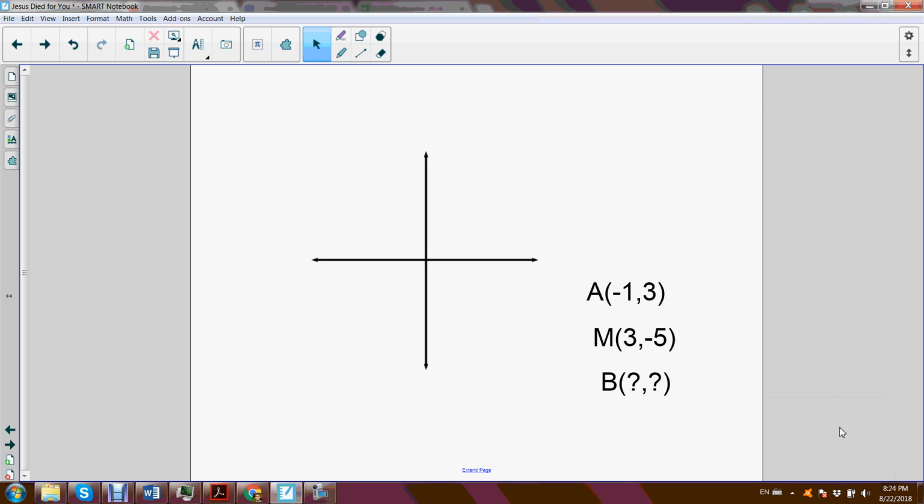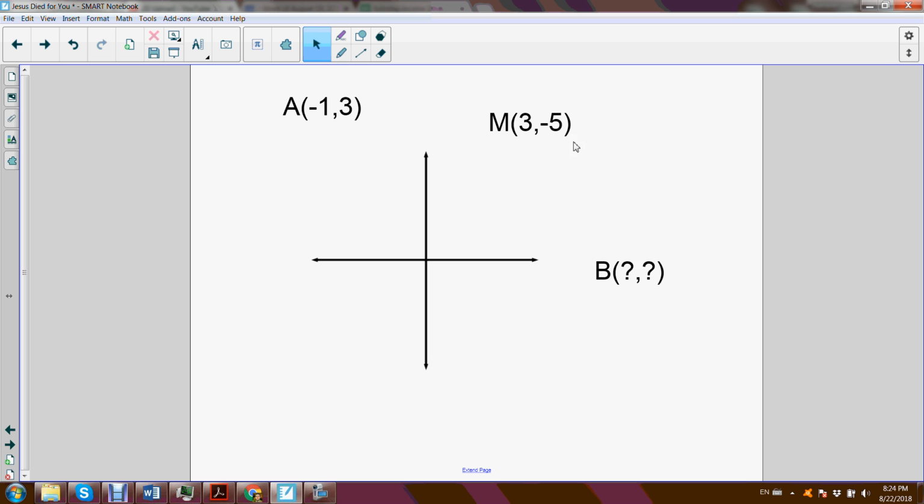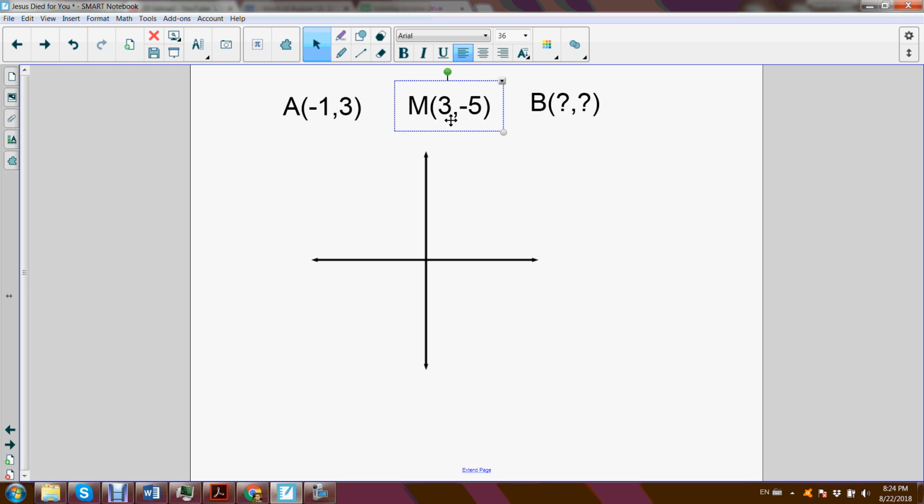A type of problem that is often encountered in a section dealing with midpoint is a problem where you're given one endpoint of a segment and the midpoint, and you have to find the other endpoint.